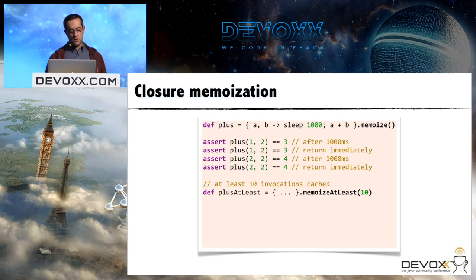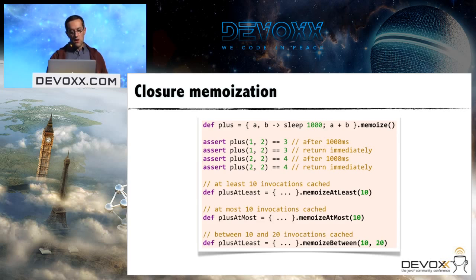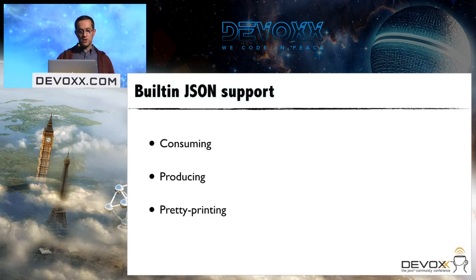There are some variants, like you can say, I want to memoize at least a certain number of values, or at most 10 values, or you can say, okay, between 10 and 20 values. And if you're not using one of those variants, like memoize at most or between, don't be afraid of memory issues, because there are soft, I never remember if it's soft keys and weak values or the reverse, so that when there's a garbage collection going on and when you're low on memory, it's going to reclaim those cached values. So it's quite safe to use.